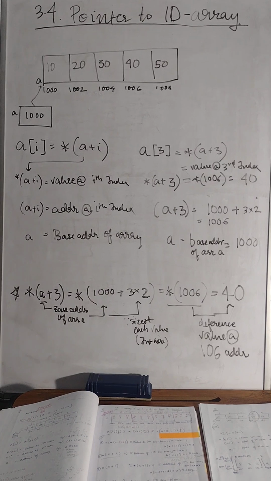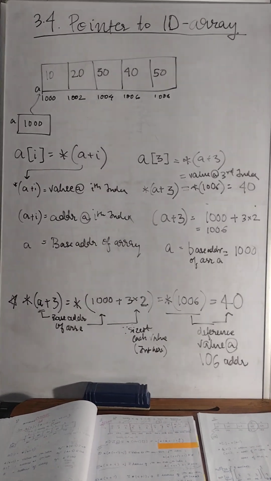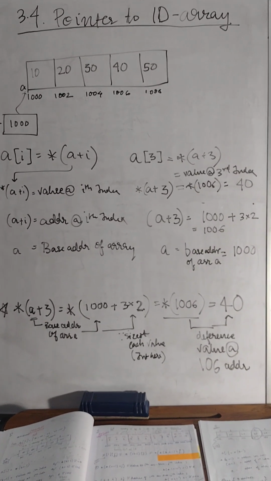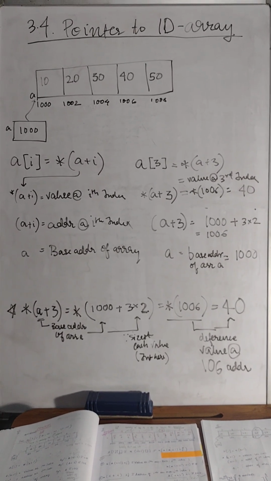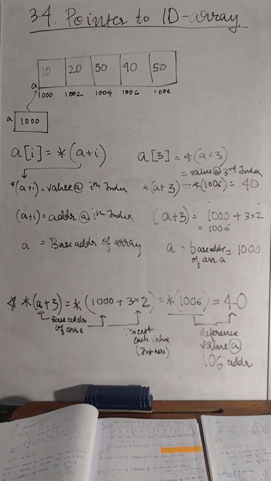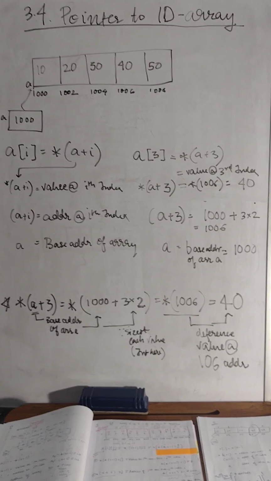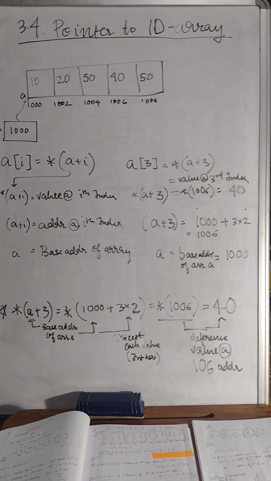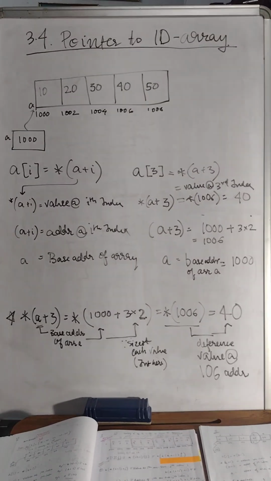So if we want to decode the value at the third index, our I is 3 and we compute A plus 3. Here A plus 3 does not mean 1000 plus 3; it is 1000 plus 3 into 2, since we are computing within an integer array, so we multiply 3 into 2. We will get the address at the ith index to be 1000 plus 3, since the index is 3, into 2, that is the size of each integer we have considered in this integer array, which is 1006. We are able to get the address.